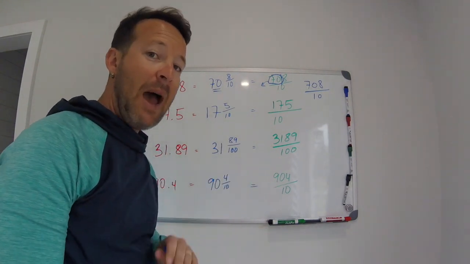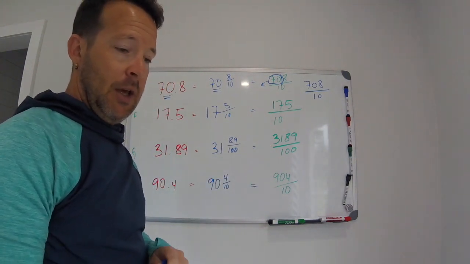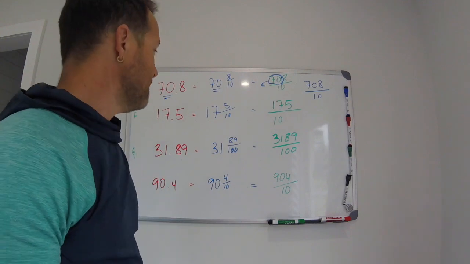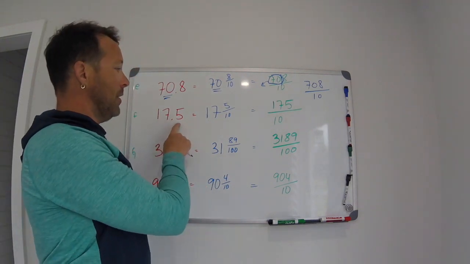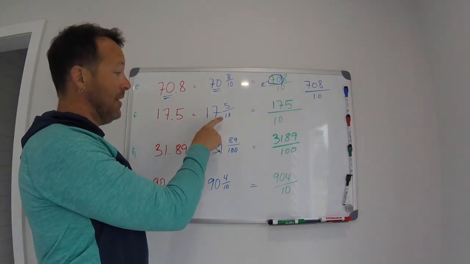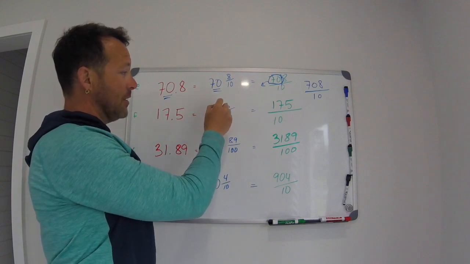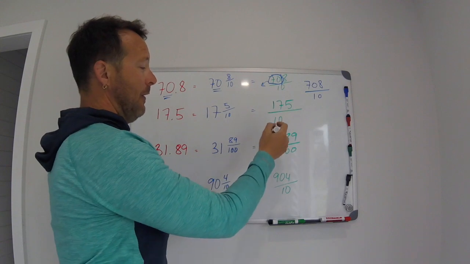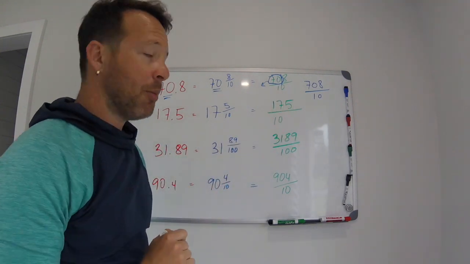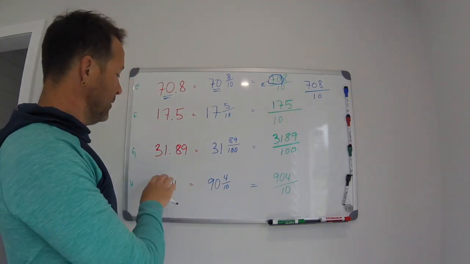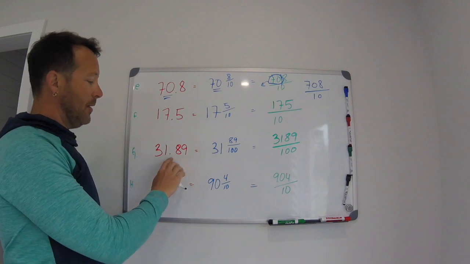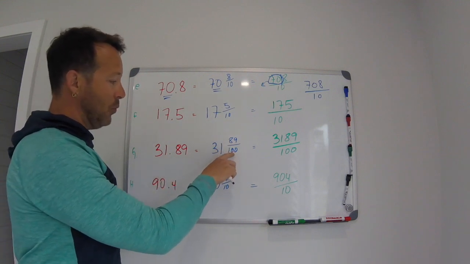So if we just want to take the math away for a minute and just basically rearrange numbers, we take 17.5, or 17 and 5/10, and we just take the 17 and we just put it up alongside our 5, and it gives us our improper fraction. Okay, we do the same thing with 31.89, 31 and 89/100ths.